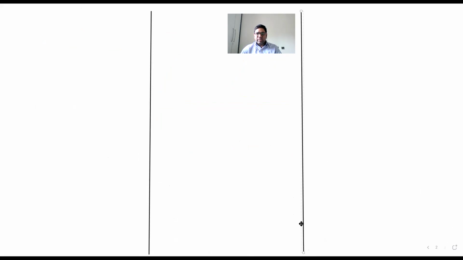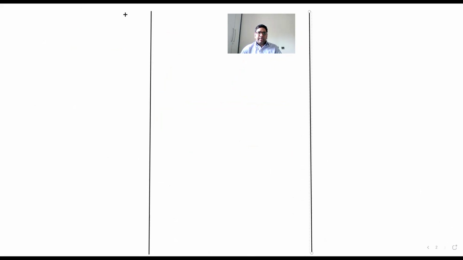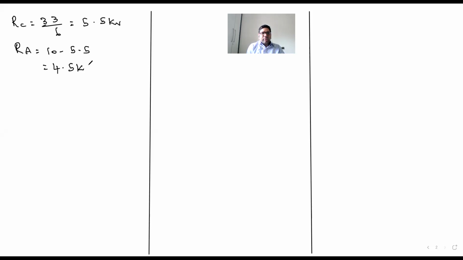5.5. Correct. So RC is equal to 33 by 6. That is equal to 5.5 kilonewton. And RA is equal to 10 minus 5.5. That is equal to 4.5 kilonewton. Okay, so these are our basic reactions.